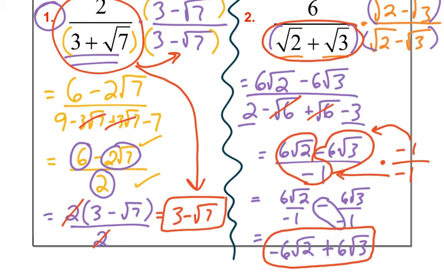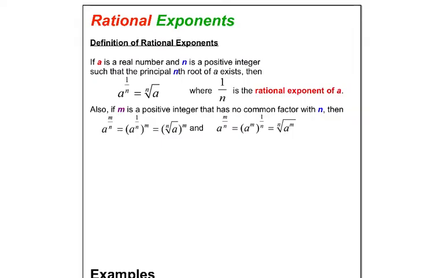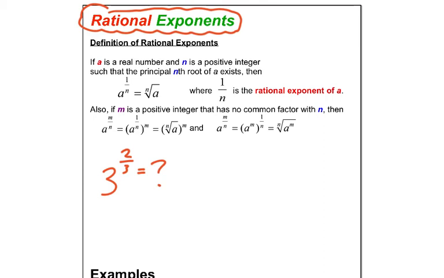Next time I see you, folks, we're going to talk about these strange guys called rational exponents. We know what rational means. We know what exponents are, but what happens when they're rational? Something like 3 to the 2/3 power. What does that mean? Tune in next time. Great job today, friends.